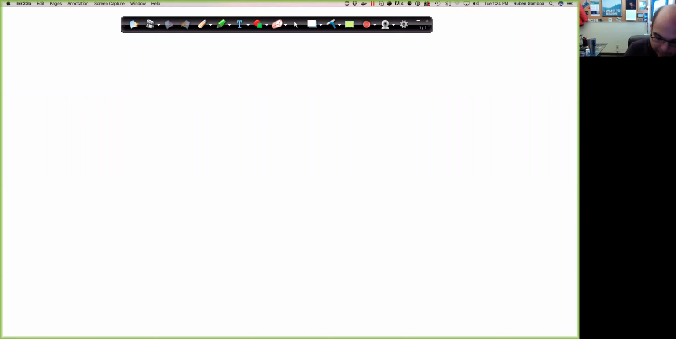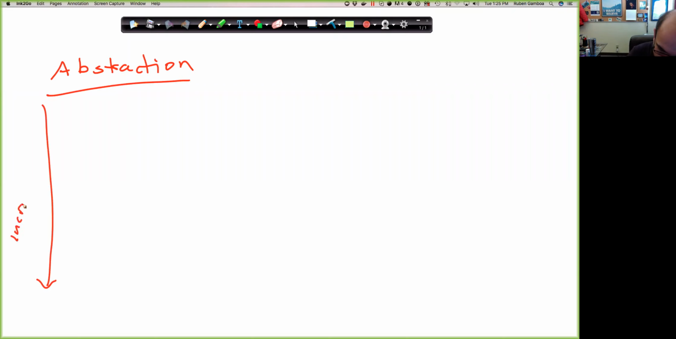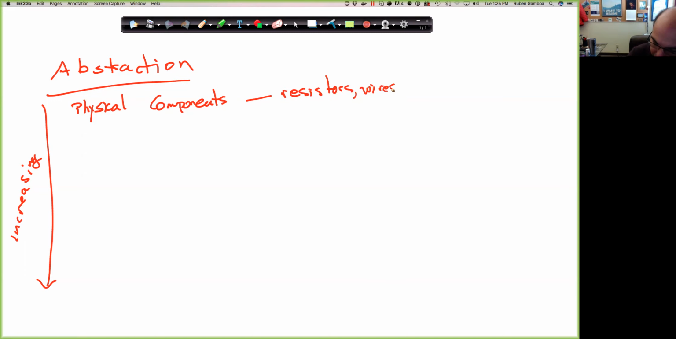All right, so last time, what we were really looking at was abstraction. And what I tried to show you was levels of abstraction, and what I'm going to say is increasing in this direction. So at the very top, we had physical components. That might refer to things like resistors, wires, batteries. We also had a lamp, and we had a transistor. All of these things are actual, honest-to-goodness physical components. I can pick them up, I can put them in some kind of circuit. I can play with these.